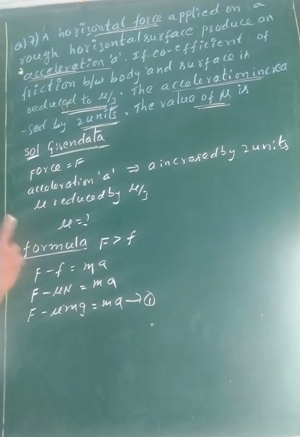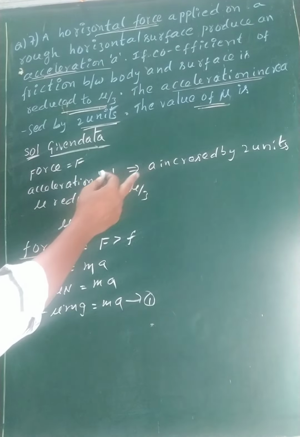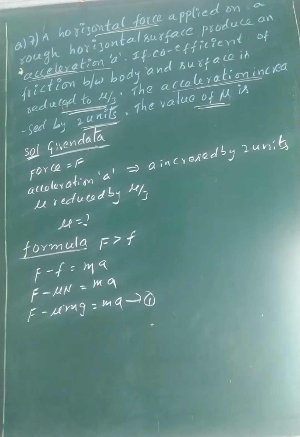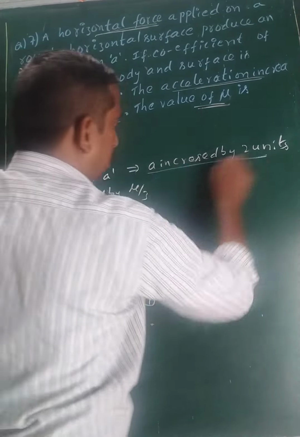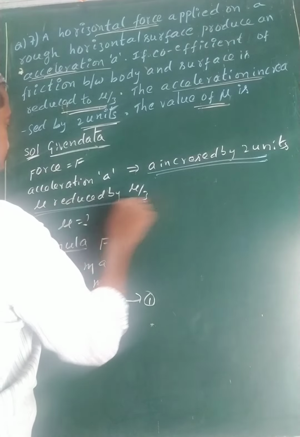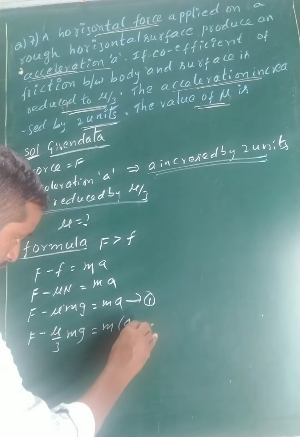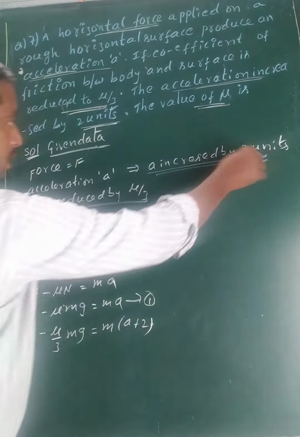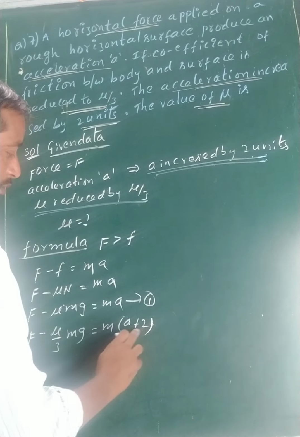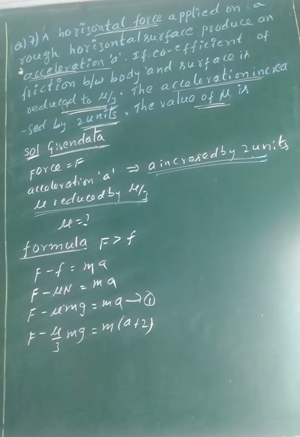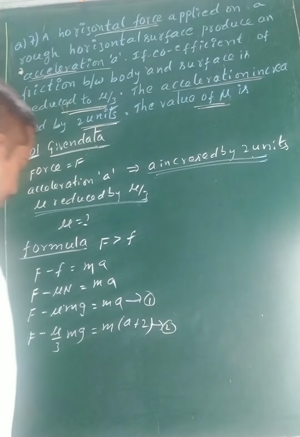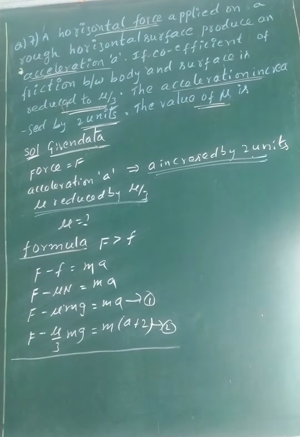Now acceleration is increased by 2 units, mu is reduced by mu by 3. Here he said acceleration is increased by 2 units, mu reduced by mu by 3. Means we can write F minus mu by 3 mg equal to mass into acceleration, and acceleration is increased by 2 units. Increase by means plus 2 we can choose. This is equation 2. Solve these two equations.